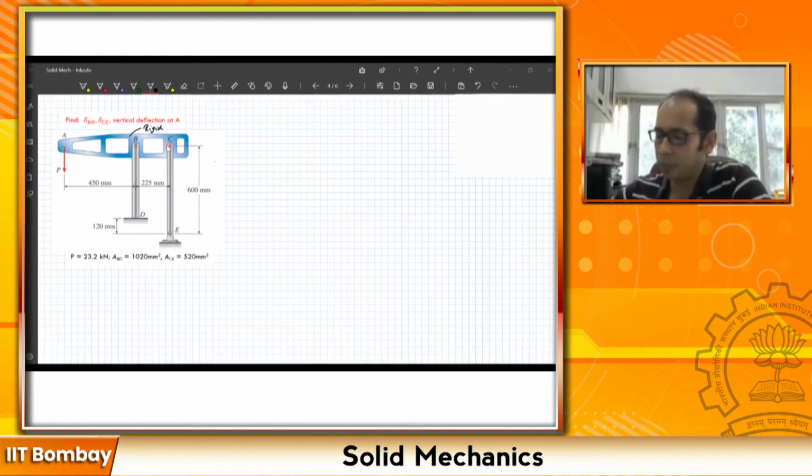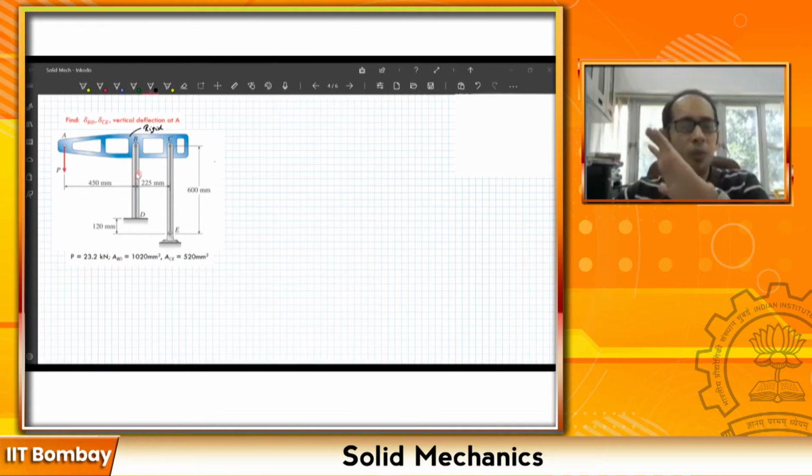So you have a rigid member which is supported by two members. You have one member BD, which is clamped at the end, and you have a pin at the top at the point B, and another member CE, which is pinned over here, and you have a pin at the point C, right? And for this member ABC at the end A, you're pulling it down with a force P, and some dimensions are marked. This is 452.25. This CE is 600 mm, and this distance between D and E is 120. So that will help you calculate the length of this bar BD, which is going to be 600 minus 120, that is 480 mm.